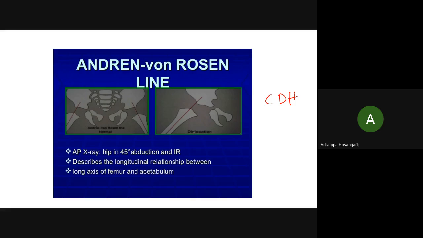What you do is a lateral X-ray and draw a line along the femur. If it goes outside the acetabulum, it means there is a CDH. So the Von Rosen line is helpful when the femoral head is not yet formed and you cannot see it on X-ray, that is, within 6 months of age. That is when the Von Rosen line is useful in DDH.